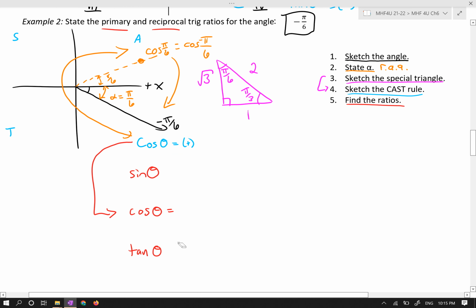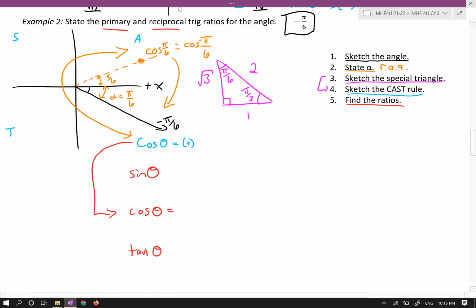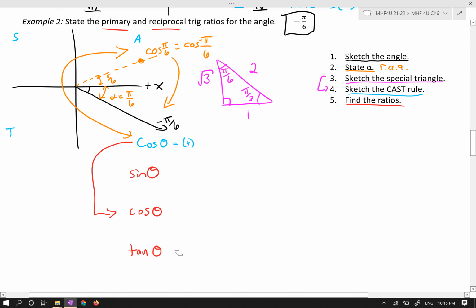That means the cosine of, and you know what, I'm just going to rewrite these down here. Instead of writing of theta, I'm going to write of negative pi over 6, because that's what I'm working with here.